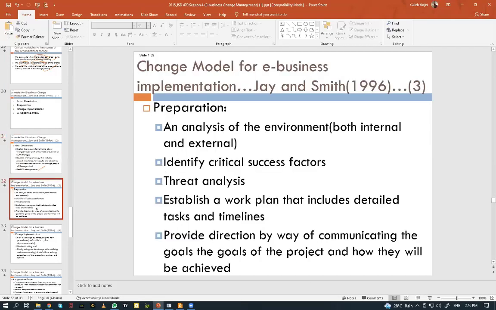Number two, preparation. An analysis of the environment, both internal and external, must be done. Then we identify some of the critical success factors. We also look at the threats. Then we establish a work plan that includes detailed tasks and timelines. Then we provide direction by communicating the goals of the project and how we intend to achieve them. So the people must know how we want to achieve the particular change that we are trying to implement.